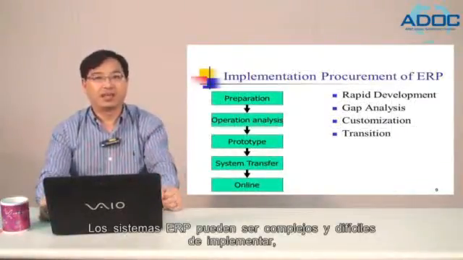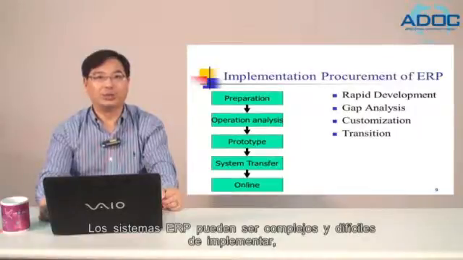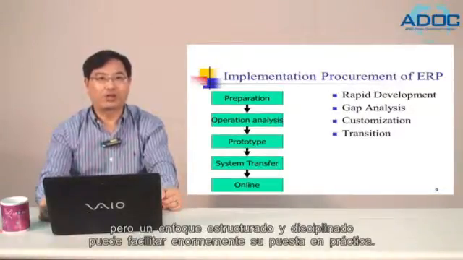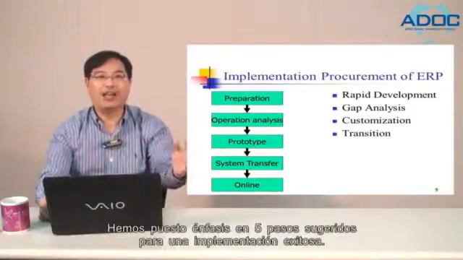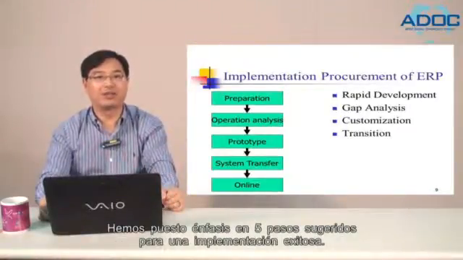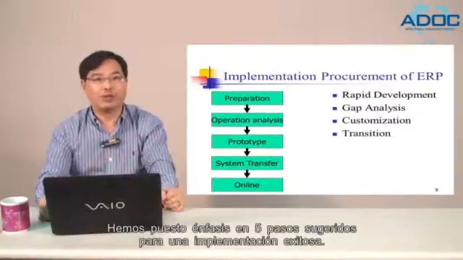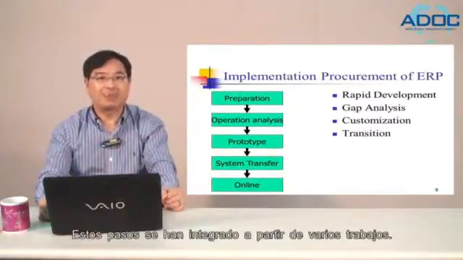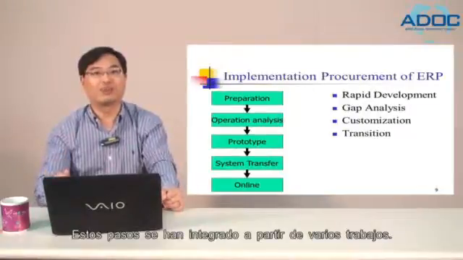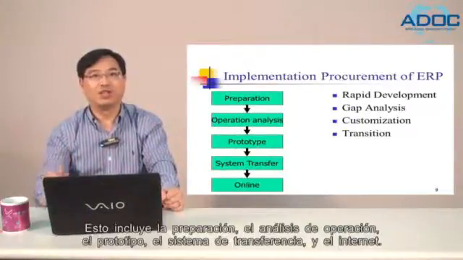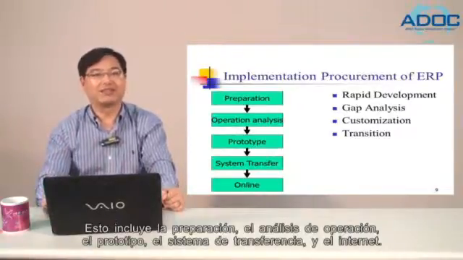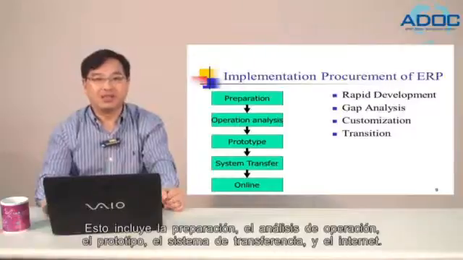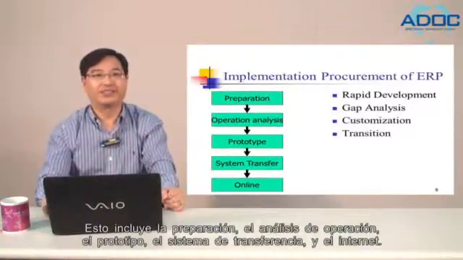ERP systems can be complex and difficult to implement, but a structured and disciplined approach can greatly facilitate the implementation. We have highlighted 5 recommended steps for a successful implementation. These steps have been integrated from several works. They include preparation, operation analysis, prototype, system transfer, and online.